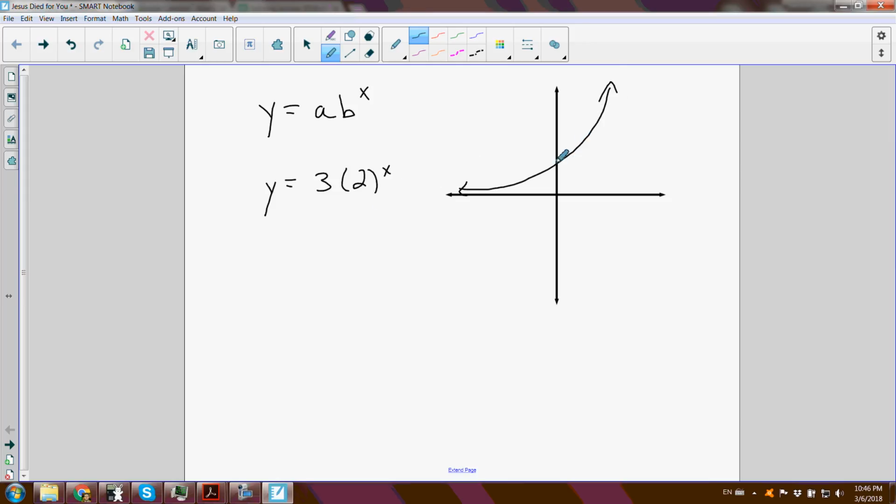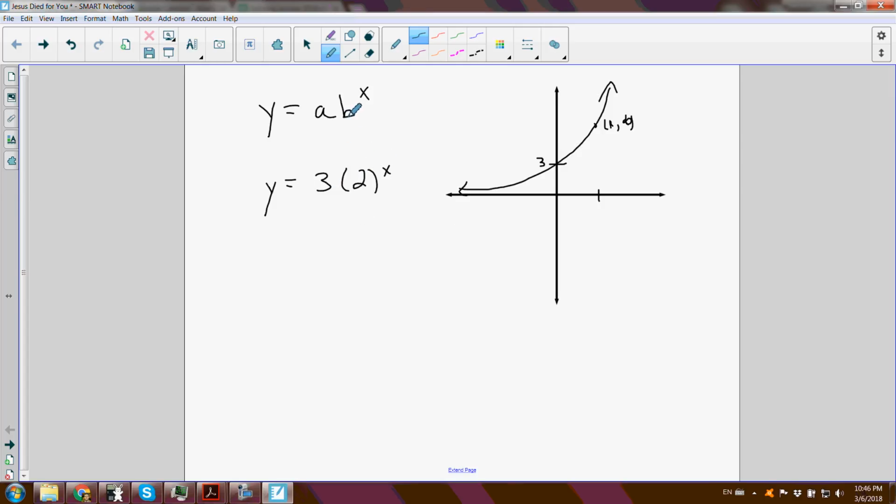This point right here would be, for this function, if you multiply by 2 zero times, you have the 3 that you started with. 3 times 2 to the 0 power would be 3. And then 3 times 2 to the first power would be 6, etc.